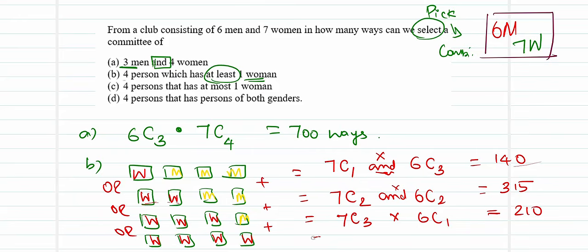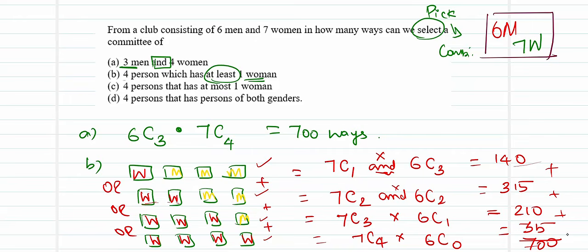And the last case where you have all of them to be women, 7C4, and you have no men, 6C0, so that makes it equal to 35. So you add up all the data because it is or. So either this can happen or this can happen, and this can happen or this can happen, in which case at least one woman is present. So the final answer is going to be equal to 700 ways.